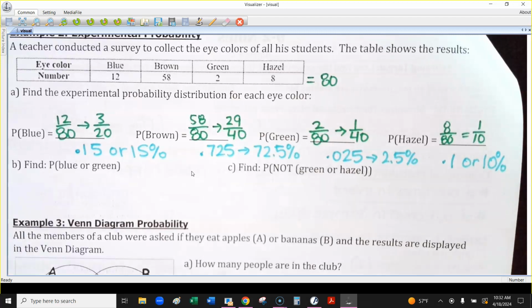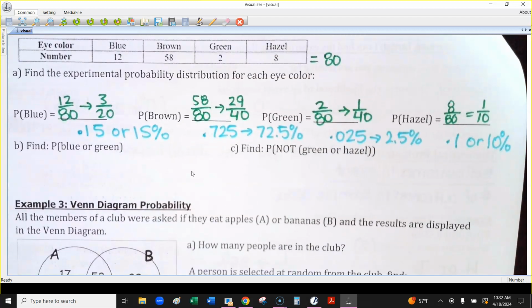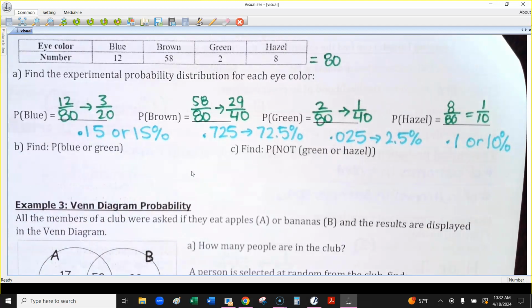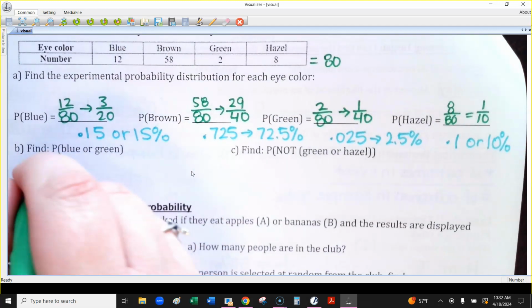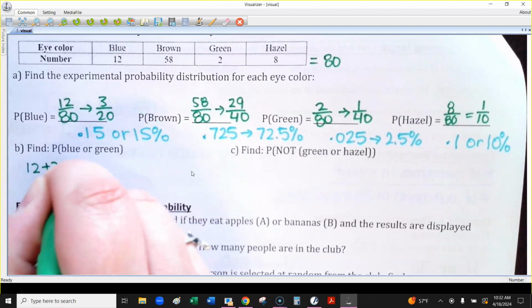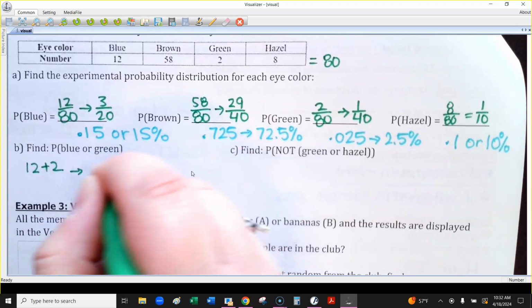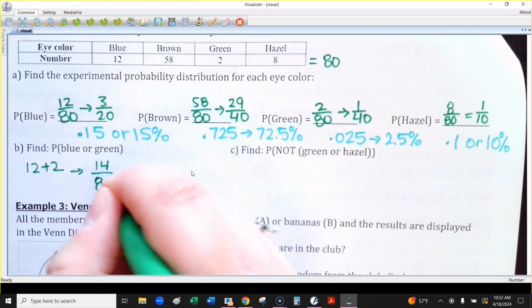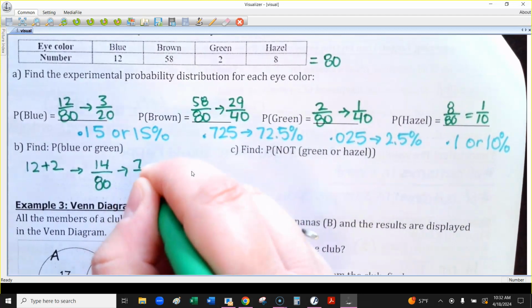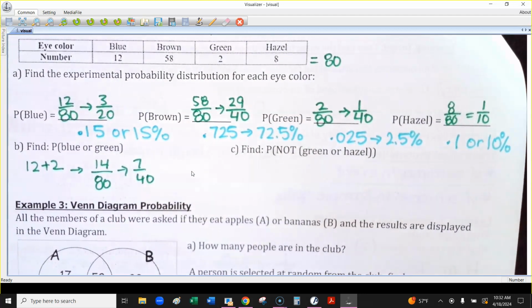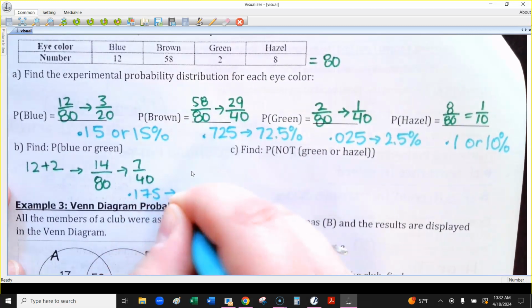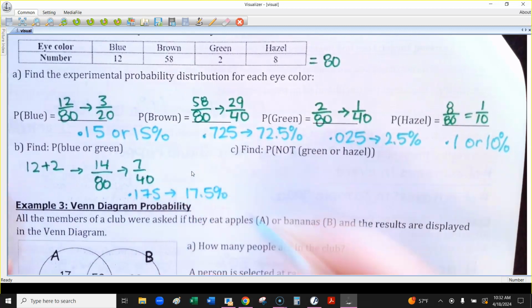Okay, how would you figure out if we randomly picked a person, they had blue or green eyes? What do you think? Exactly. Okay, so you got 12 people with blue, 2 people with green, you'd add them up. So the number of outcomes that we would like to possibly have here would be 14 out of 80. And then that's going to be 7 over 40. If you want to do that, let me figure out what it is as a decimal. As a decimal, this is 0.175 or 17.5%. Any of those are totally fine.